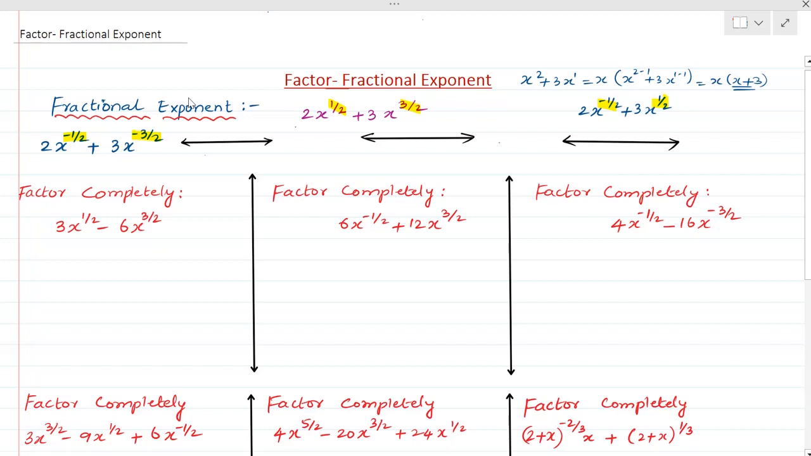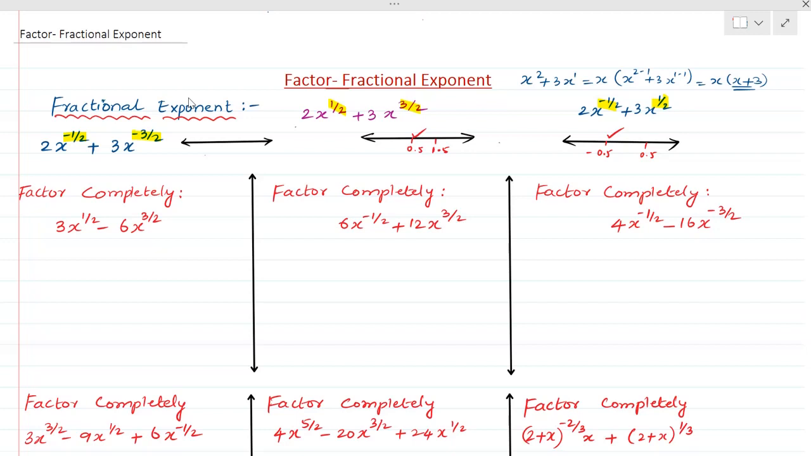Here 1 over 2 is 0.5 and here this is 1.5. If you are taking the smallest power, x to the power half is the smallest one. When you go with the minus and plus in these fractional exponents, the smallest value will be minus half, minus 0.5, and you will get plus 0.5 here. I will take minus half as a common factor.